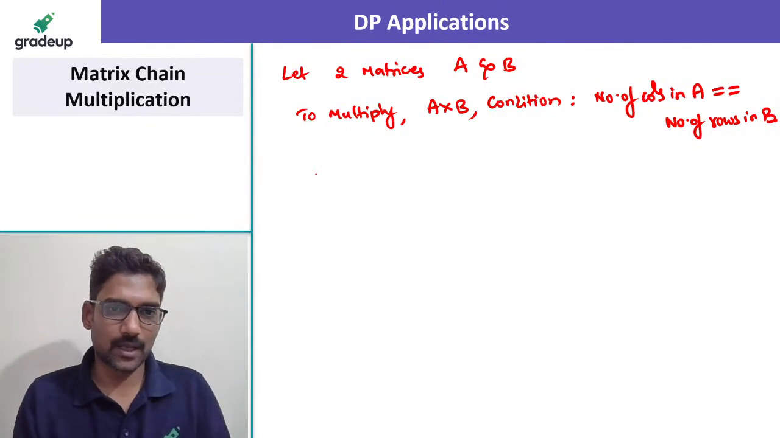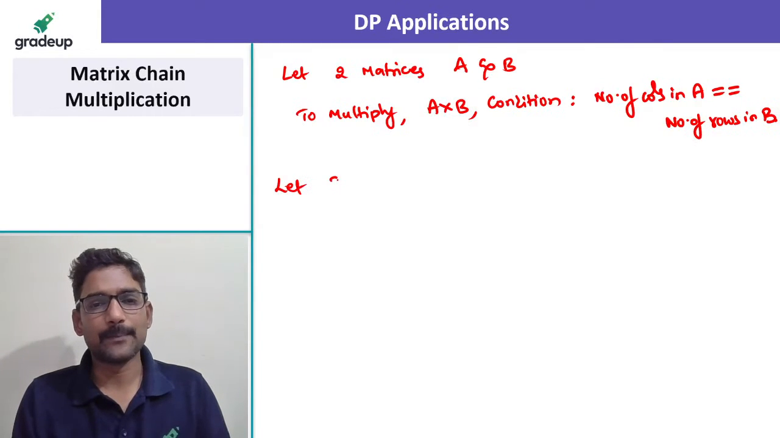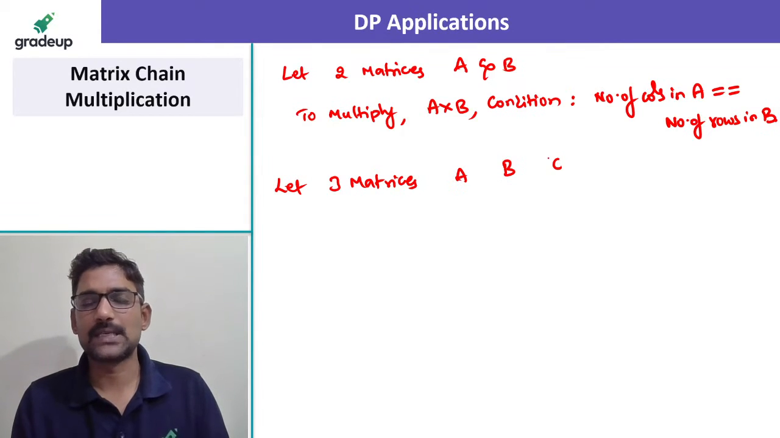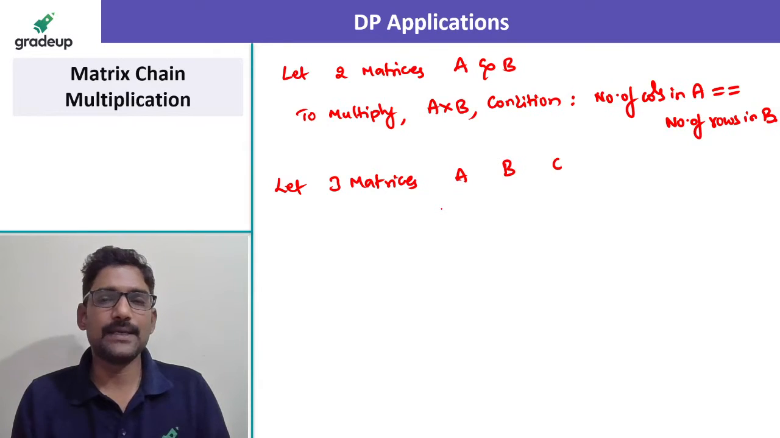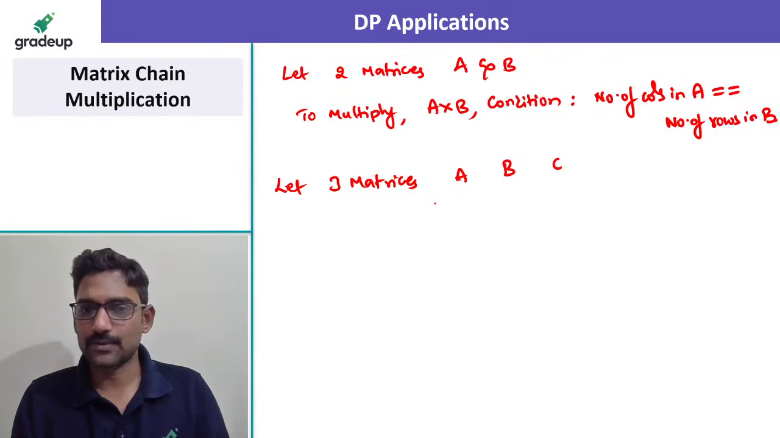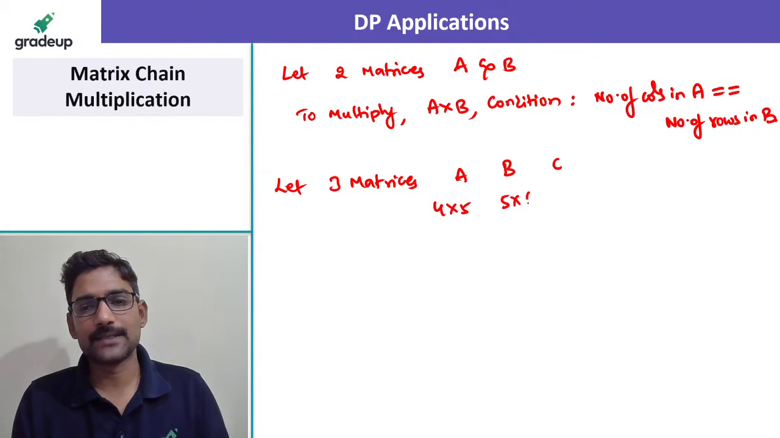Okay. Now, let you are given three matrices A, B, C. A is of order, let us suppose 4 by 5. B is of order 5 by 6. C is of order 6 by 3.